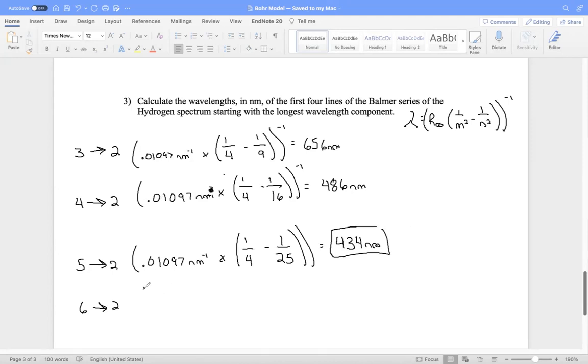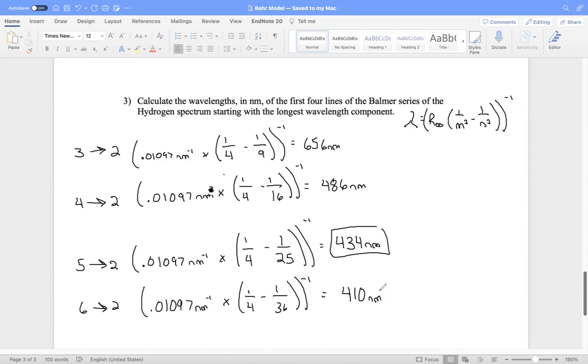And finally, we have 0.01097 nanometers inverted times 1 over 4 minus 1 over 36, and raised to the negative 1. I forgot to put that in here. And this gives us 410 nanometers.